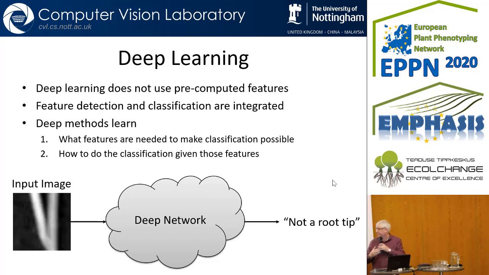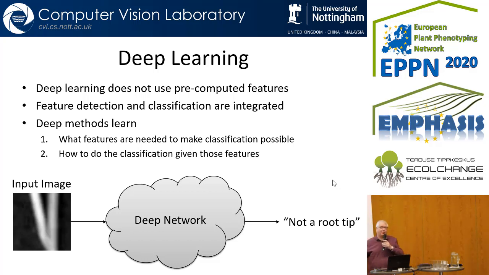So in a deep learning system, all you do, almost, is you take your input images, you label them as having a root tip or not a root tip, whatever you want them to be, and you put just the images and the interpretation you want into a deep system. And it will learn both things. It will learn how to tell the difference between a root tip and not a root tip, and it will learn what features it needs to extract from the image to be able to do it.